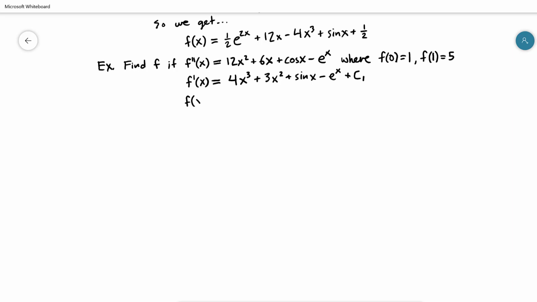I want to figure out what f of x looks like. So let's take the antiderivative of the stuff that we just found. I want to start with that 4x cubed term. The antiderivative of that 4x cubed term is going to be equal to something that's an x to the fourth. And in fact, in this case, it's just going to be x to the fourth because this is set up.